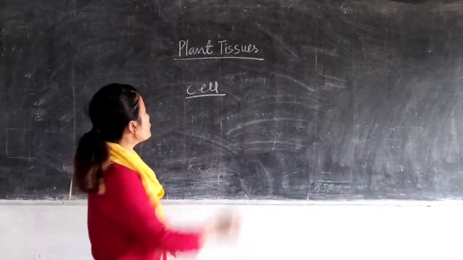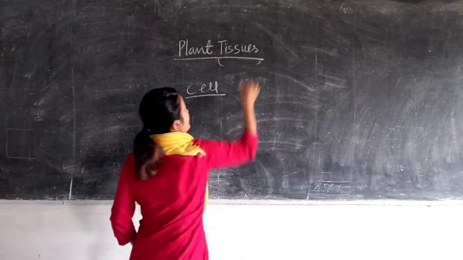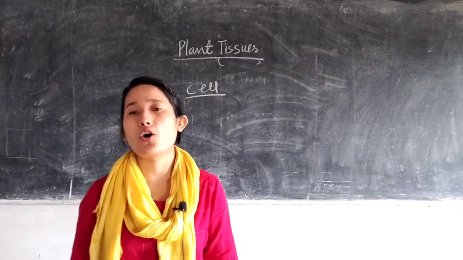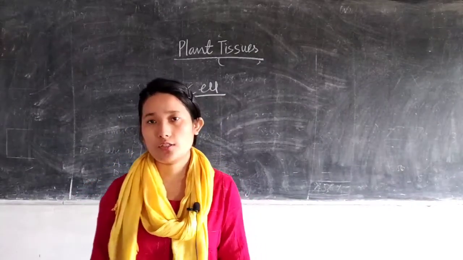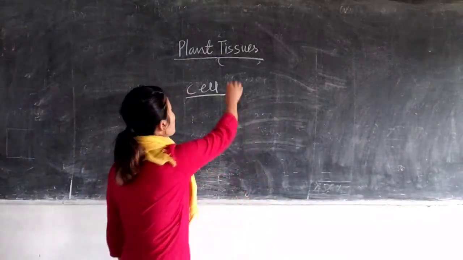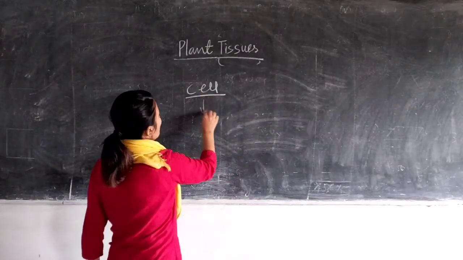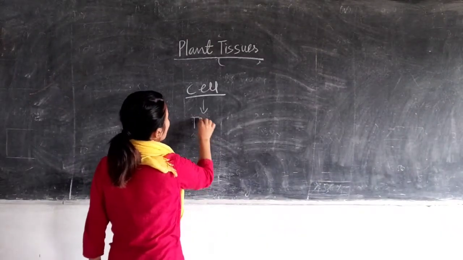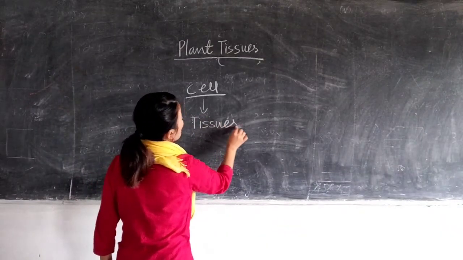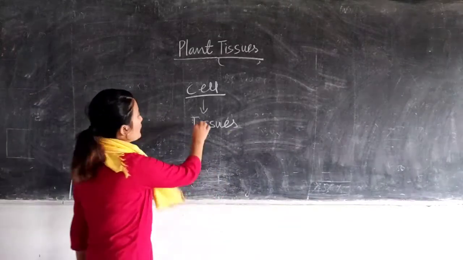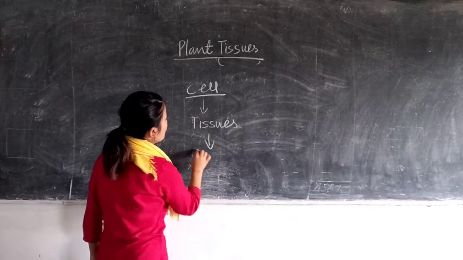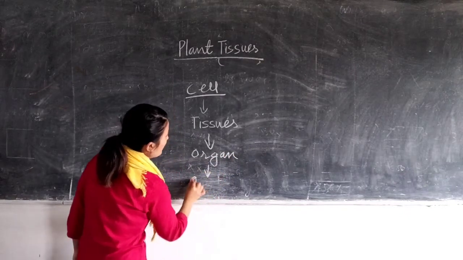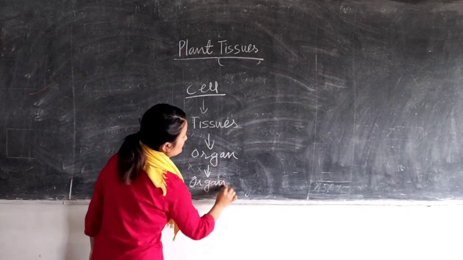Now let's come to tissue. What do you mean by tissue? Tissue is a group of cells which perform a similar function. So when many cells group together and perform a similar function, it is referred to as tissue. And when tissues group together, they form an organ, and when many organs group together, they form an organ system.